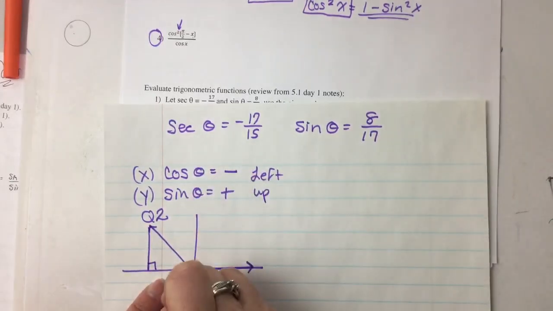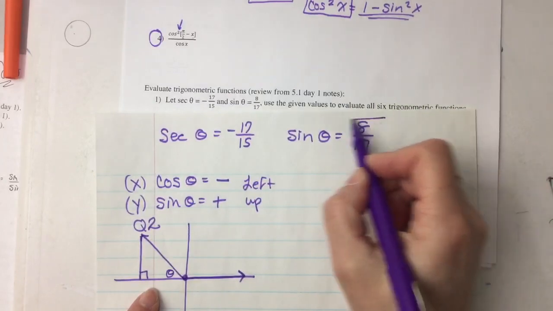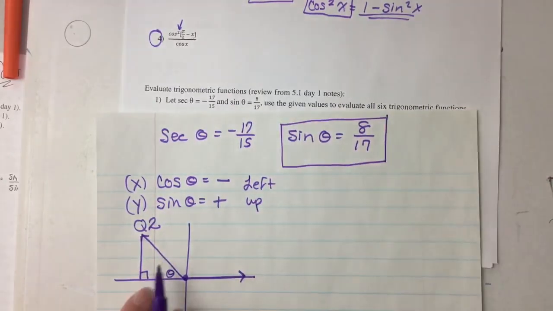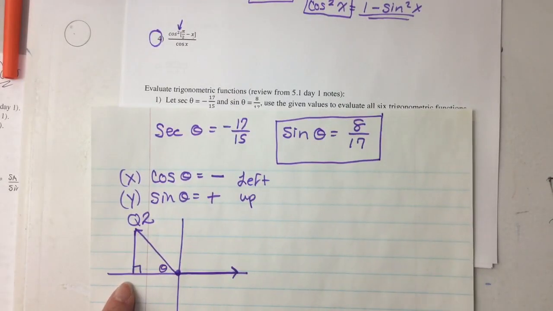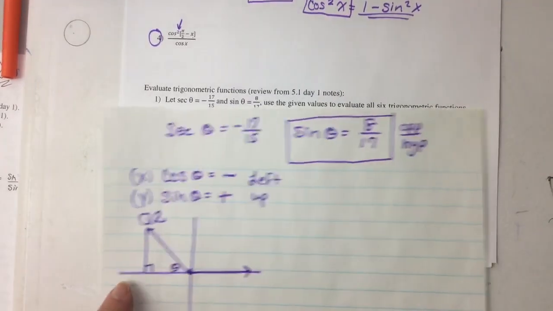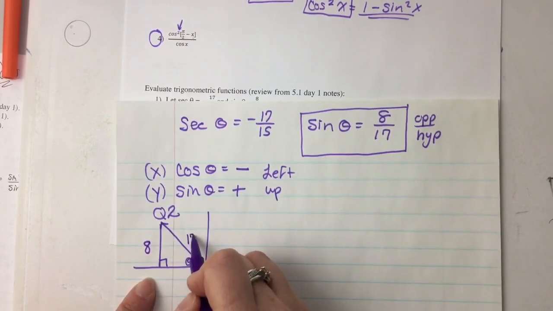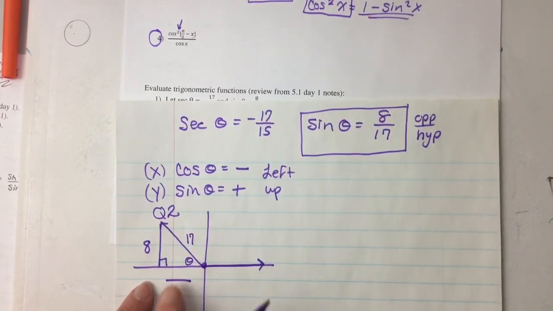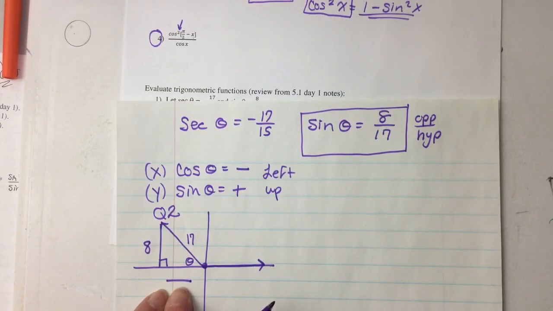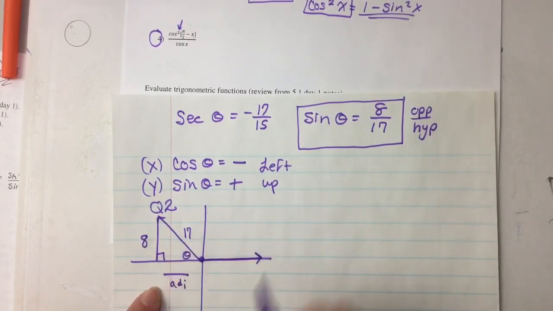Remember, our theta is always next to the origin. The sine, I'm going to use this ratio in order to label the sides of the triangle. The sine is the opposite over the hypotenuse. So the opposite of theta, this is 8. The hypotenuse, this is 17. What I need to find is the adjacent. In order to do that, remember you use the Pythagorean theorem. So let's call this A, because it's the adjacent.